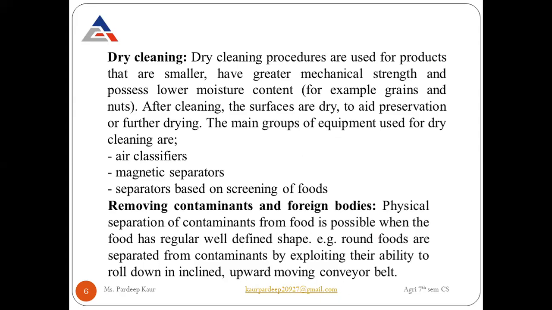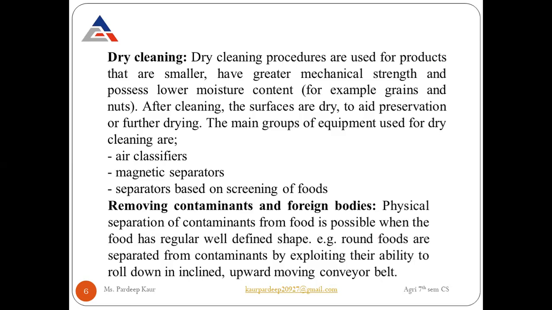Next is removing contaminants and foreign bodies. Physical separation of the contaminants from food is possible when the food has a regular and well-defined shape. For example, round foods are separated from contaminants by exploiting their ability to roll down an inclined, upward-moving conveyor belt. So there is a machine in which a conveyor belt is lying.